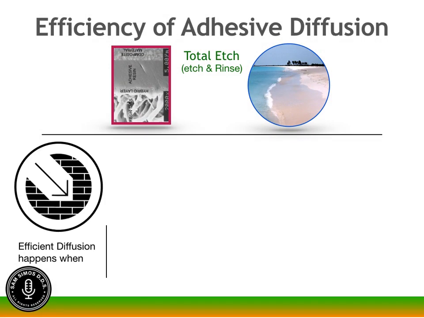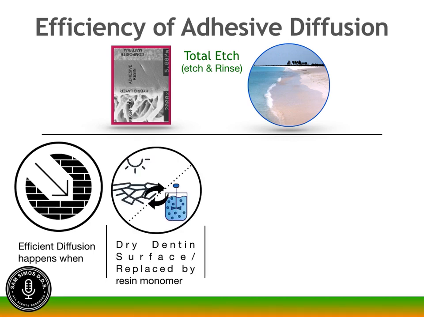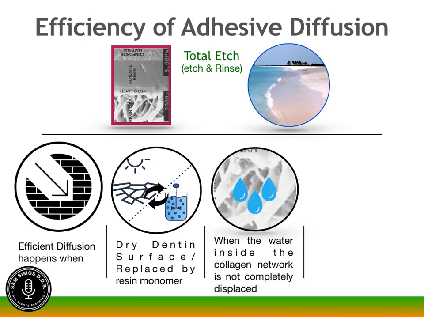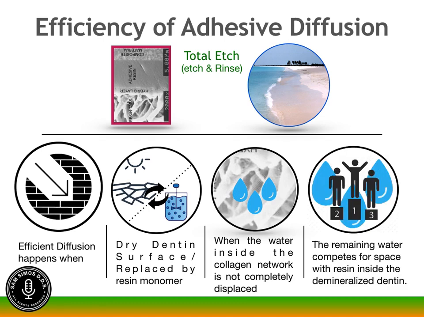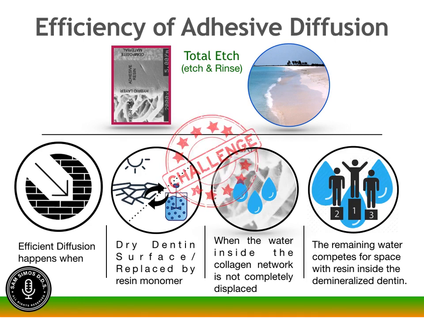So let's talk a little bit about that. In a total etch or an etch and rinse category of adhesive, efficient diffusion happens when the dry dentinal surface is replaced by the resin monomer. But there's a potential problem here, right? Because, remember, we want that collagen to be moist. Well, when the water inside the collagen network is not completely displaced, then the remaining water competes for the space within the resin with the resin inside the demineralized dentin.